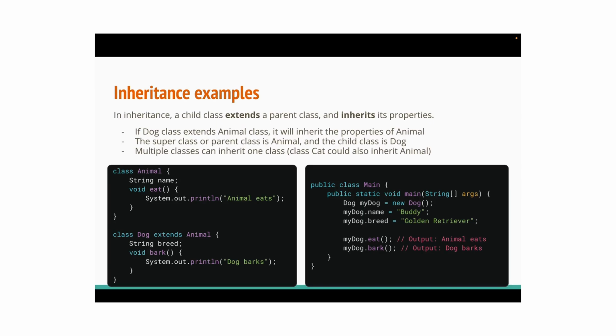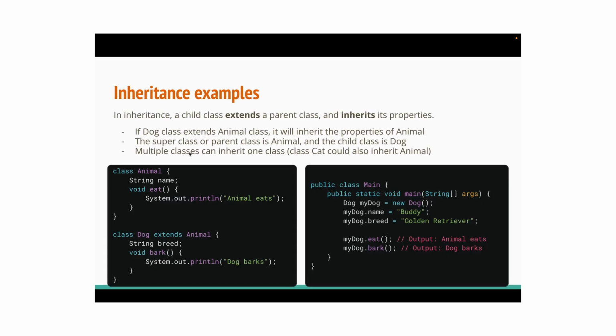So right here, for some examples of inheritance. In inheritance, a child class extends a parent class and inherits its properties. So if dog extends animal, then it will inherit the properties of animal. That means dog is an animal. The superclass or parent class is animal and the child class is dog.